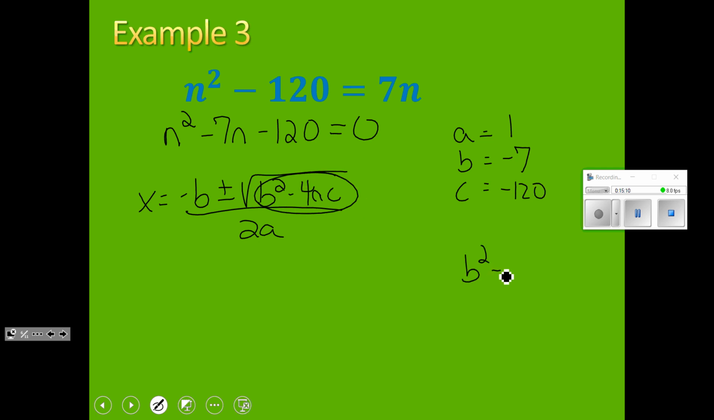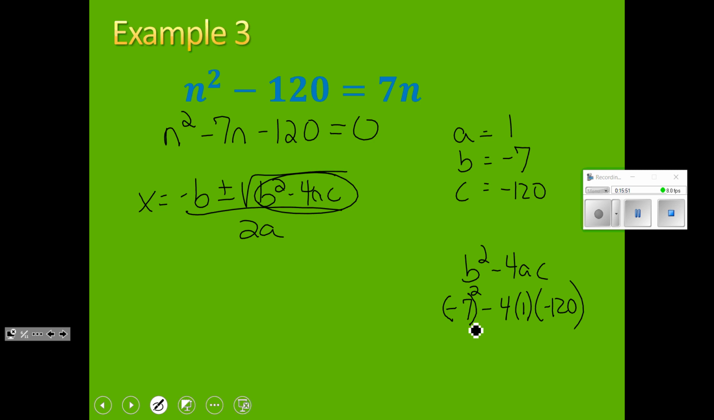So over here on the side, b squared minus 4ac: negative 7 squared minus 4 times 1 times negative 120. So I'm going to tell you right now, this is squared. If you put it in the calculator just like this, it will not give you the right answer. You have to make sure that you put parentheses around everything that you plug in. Notice the square goes on the outside. That is my one tip for you, because you will not get the right discriminant if you do not use your parentheses correctly.